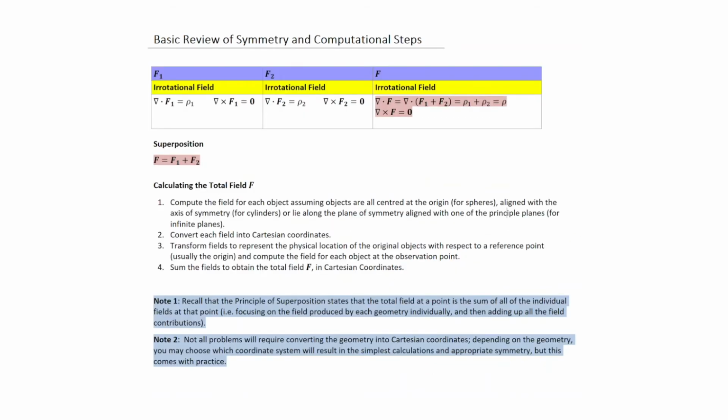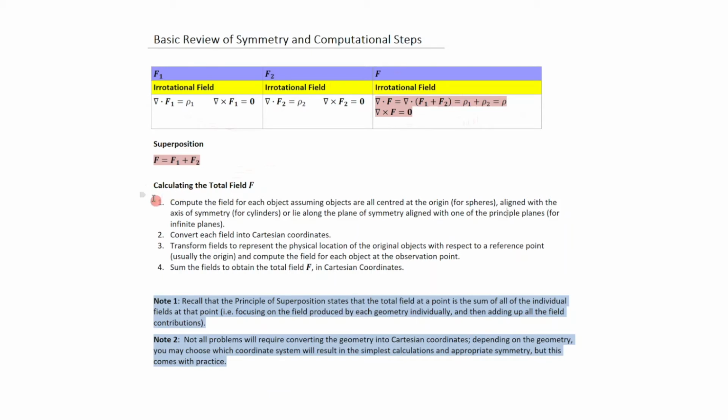All right, just a quick review of the symmetry and the computational steps. We discussed this already in the last lecture, so I'm just repeating myself here. If you have a field F1 due to rho 1 and a field F2 due to rho 2, you can sum the two fields due to the contributions of rho 1 and rho 2. This is basically stating the principle of superposition.